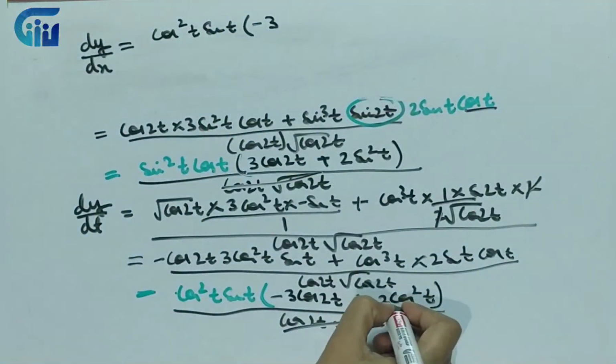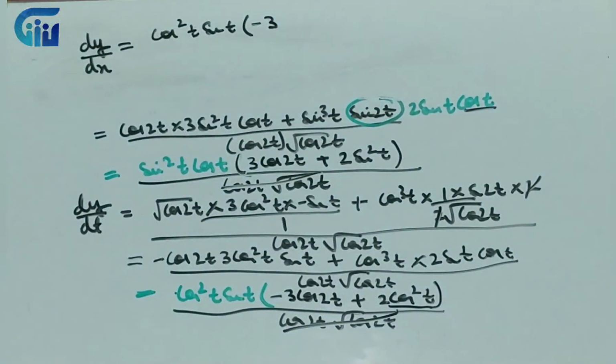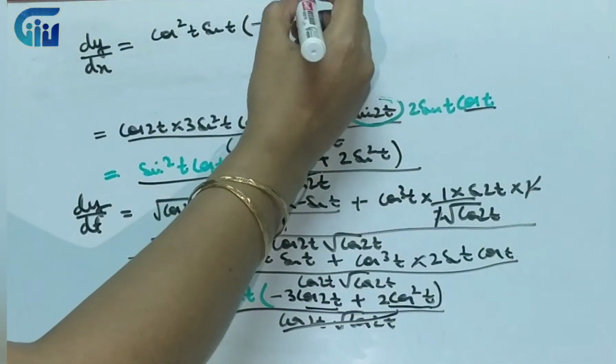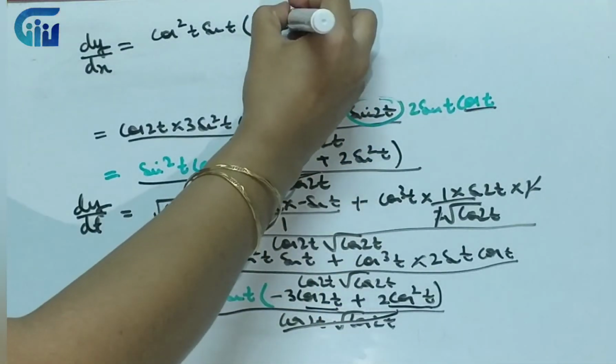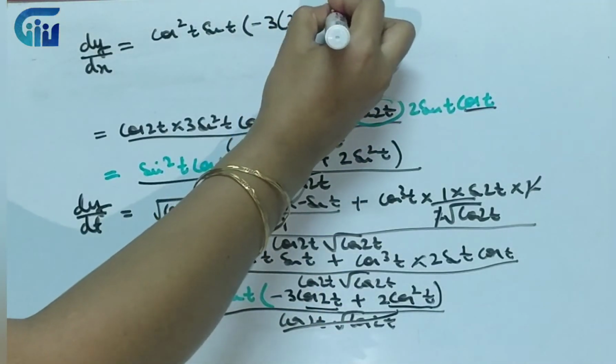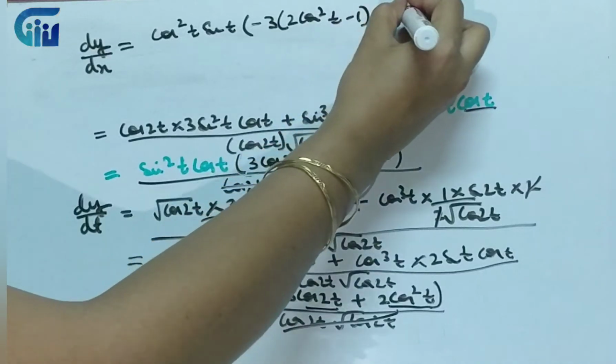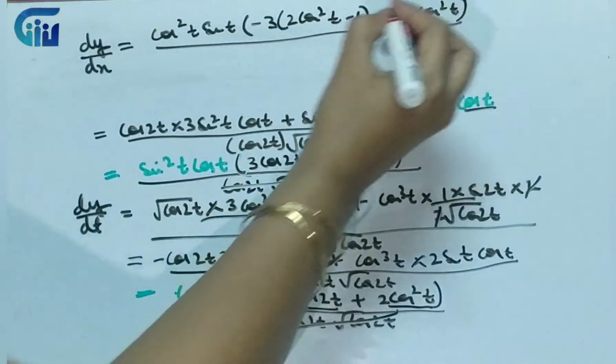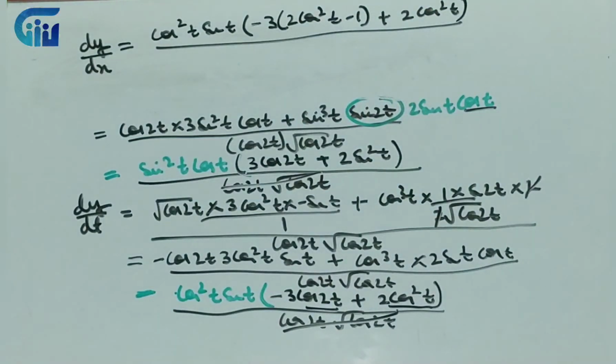Just observe, we have 2 cos square t over here. So for cos 2t, I will apply the formula in terms of cos. So what is the formula in terms of cos? It is 2 cos square t minus 1, right? So that we can solve this particular bracket easily, right?